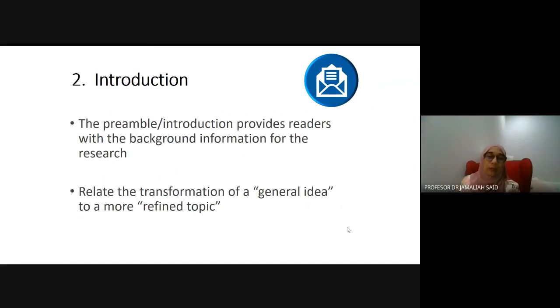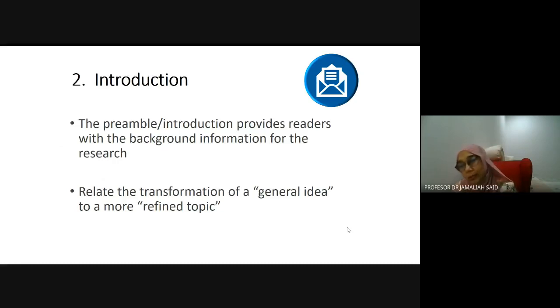You have to tell readers what you actually study. So this is the critical part. You have to write a good story in the introduction part, because it will attract readers to read more. So when you write the introduction part, it's good for you to start with a general idea, then you move on to a refined topic. So from broad, you narrow it down.